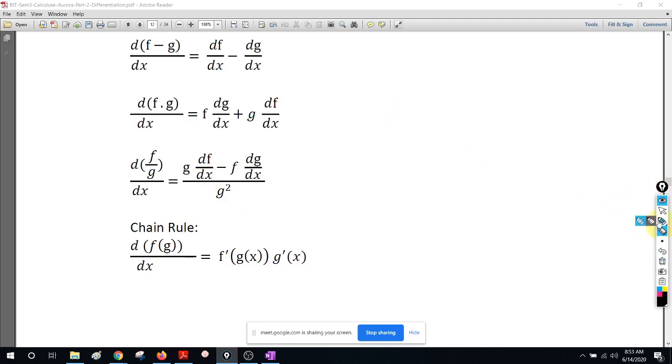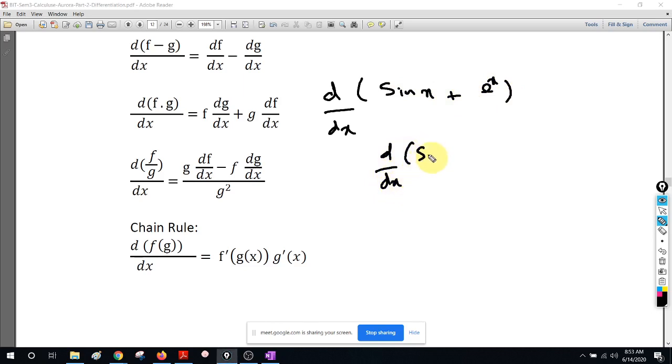Now remember we did questions like this. If we want to find d by dx of sin x plus e^x, of course, you can use the summation rule. You can say d by dx sin x plus d by dx e^x. So we know that d by dx sin x is cos x, plus d by dx e^x is e^x.